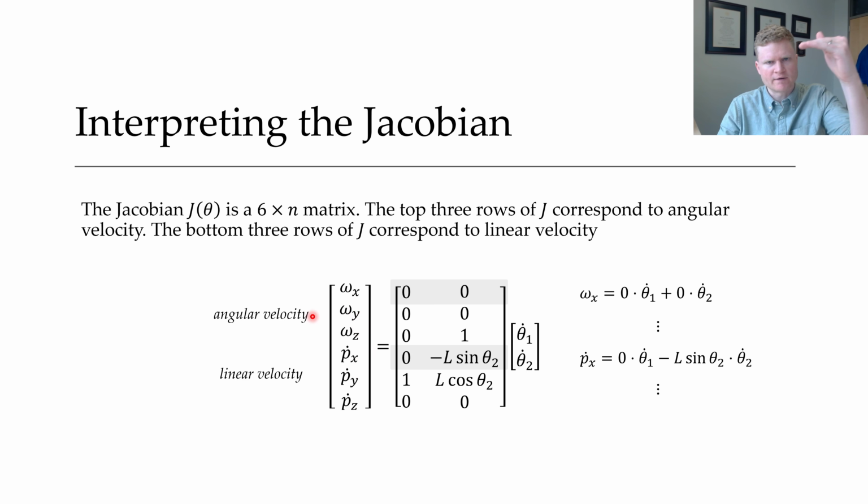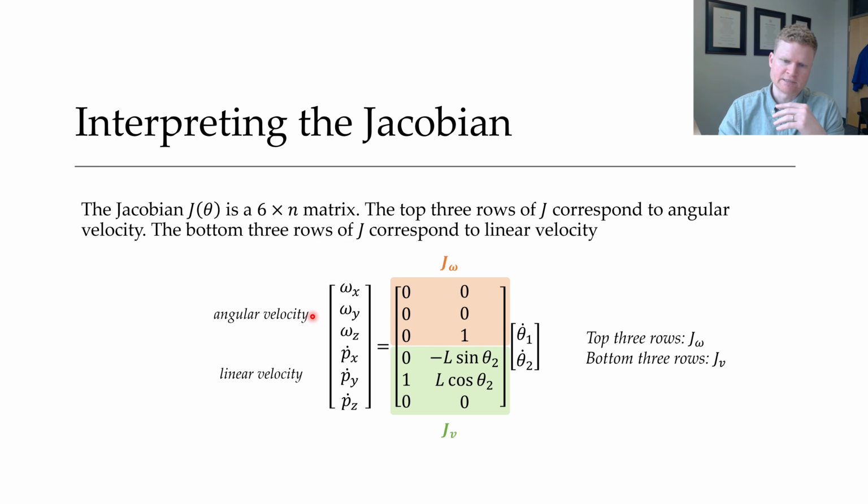And so if you go through that process, you'll recognize that the first 3 rows of the Jacobian tell you about the angular velocity, and the bottom 3 rows will tell you about the linear velocity. And just to put a name on this so we can call them later, let's say that the first 3 rows are j omega. That'll be the angular component of my Jacobian. And then the bottom 3 rows will be jv. That'll be the linear component of my Jacobian. Again, I'm not introducing anything new here. I'm just taking my existing Jacobian and splitting it into the first 3 rows for angular velocity, the bottom 3 rows for linear velocity.